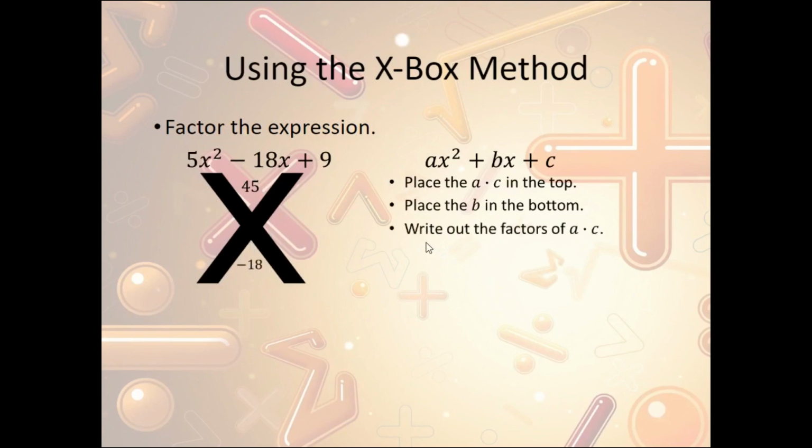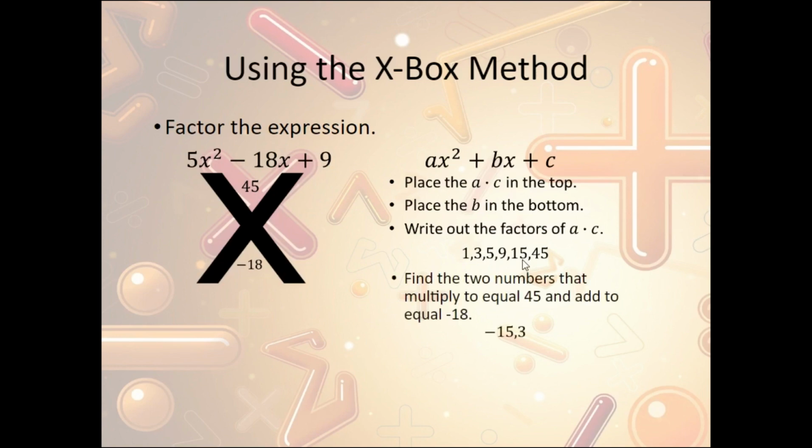And then we're going to write out the factors of a times c. So what are the factors of 45? Well, we can see that the factors are 1, 3, 5, 9, 15, and 45. So now which one of those is going to add up to be negative 18? Well, this is positive, so we know that the signs have to match. So we need two of them that are going to add up to be 18, which we can see would be 3 and 15. So that would be negative 3 and negative 15, because that'll give us negative 18 total. So we have negative 15, and this should be negative 3.